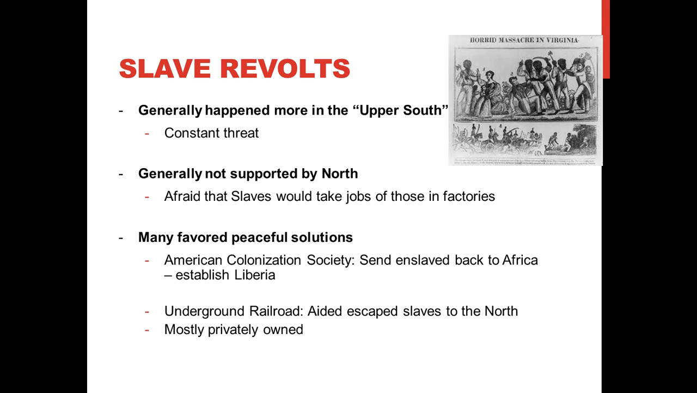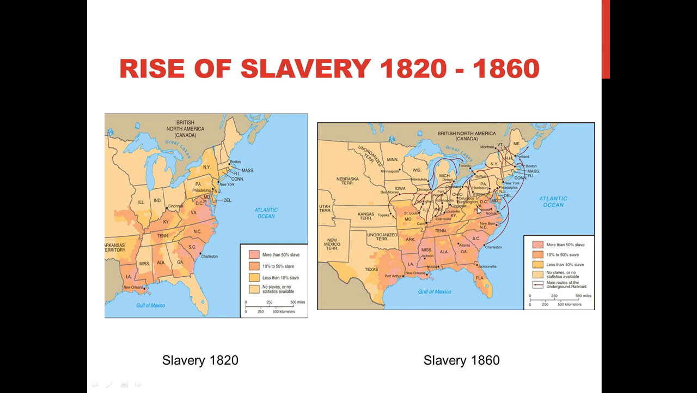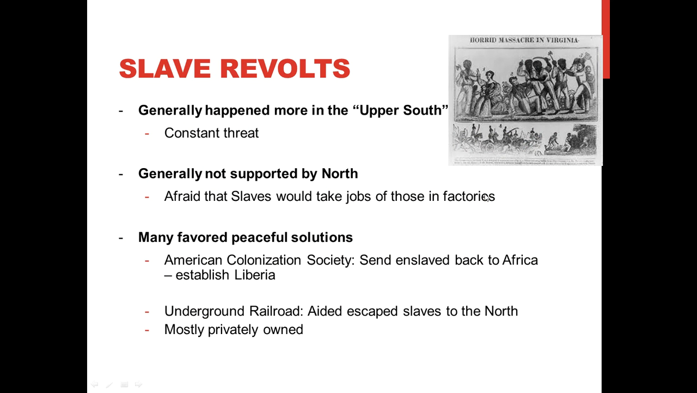Slave revolts did pretty much happen in the upper South. Again, that's right about here. And when you think about it, it's really simple, because what's right next to the upper South? The North. However, something you really need to understand is that the North didn't support these slave revolts, because they didn't want the slaves coming to the North and taking away industrialized jobs.